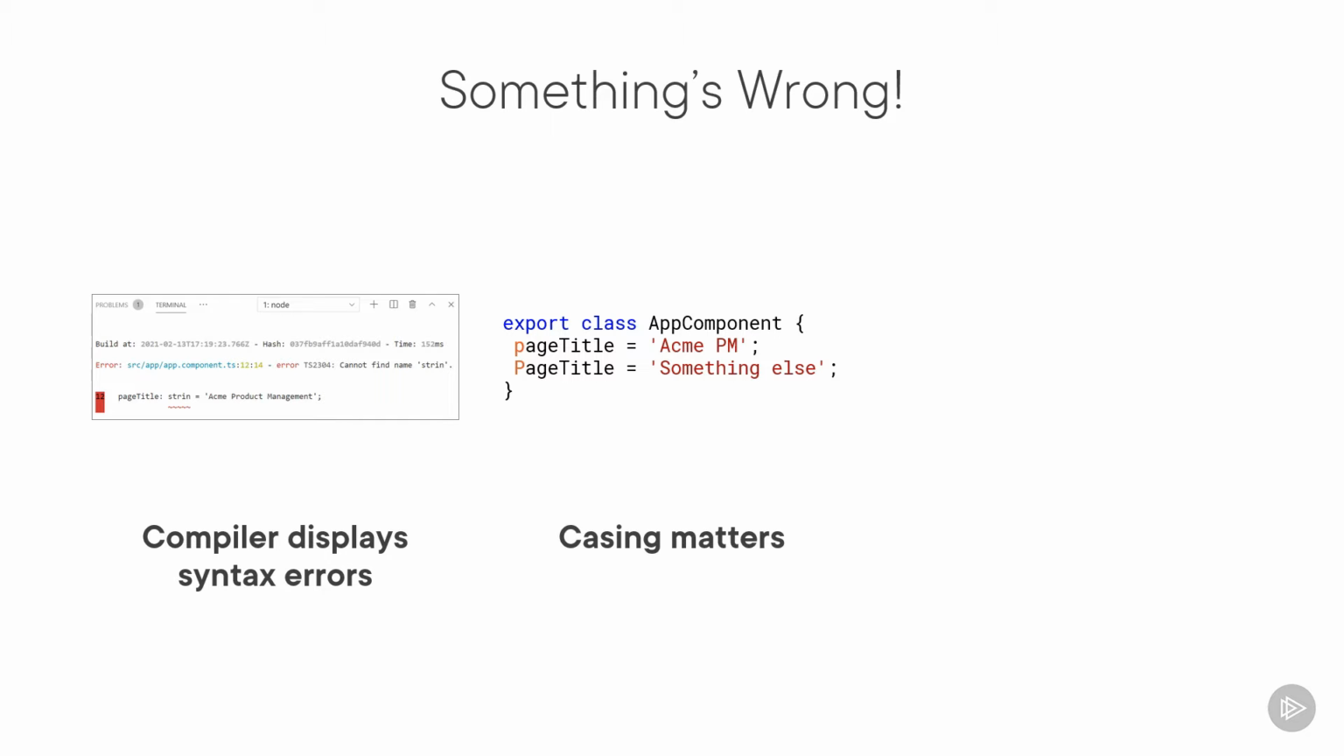That means that a property variable declared page title with a lowercase p is not the same as a property declared page title with an uppercase p. The same is true for all the keywords, class and function names, decorators, directives, and so on.